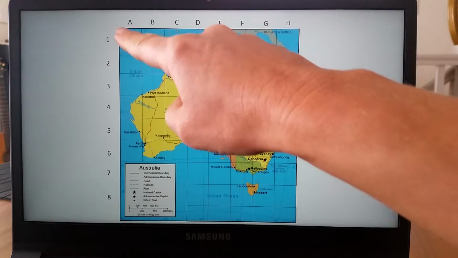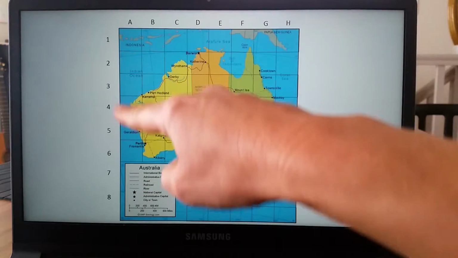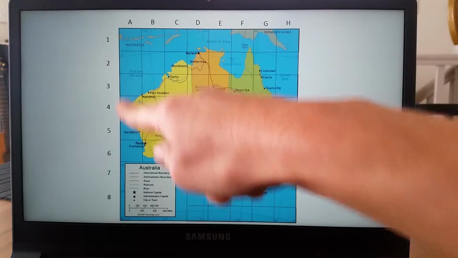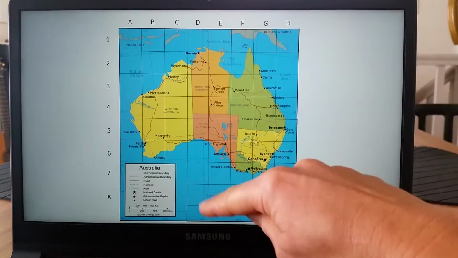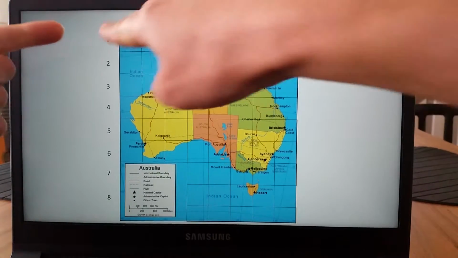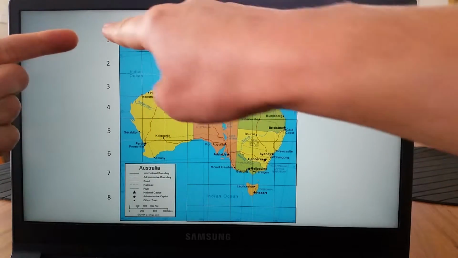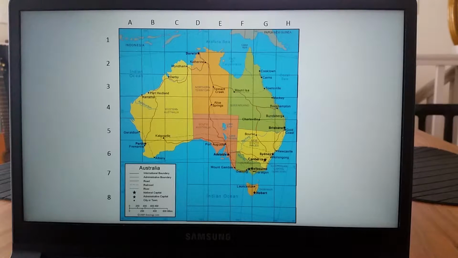Now these letters are meant to correspond with each column underneath. So you've got column A, column B, column C, column D in the grid system. And the numbers correspond with the rows formed by the grid system. So you've got row 1, row 2, row 3, and so on.